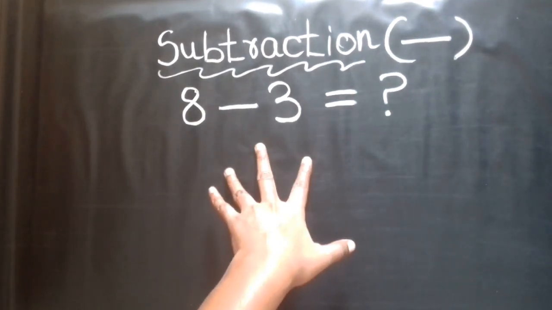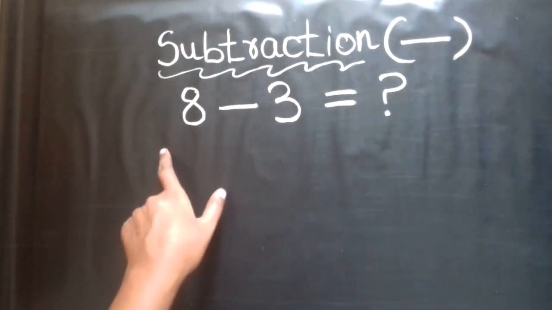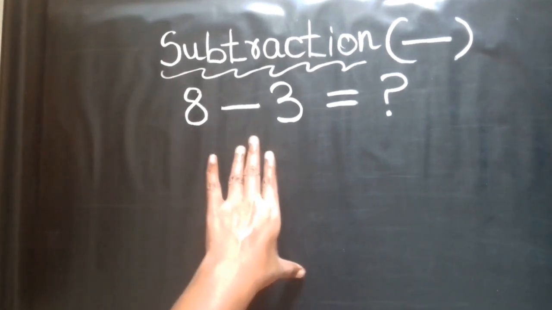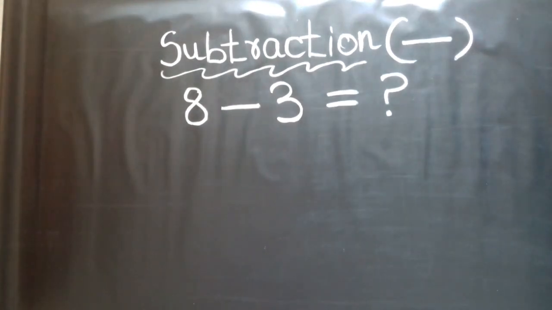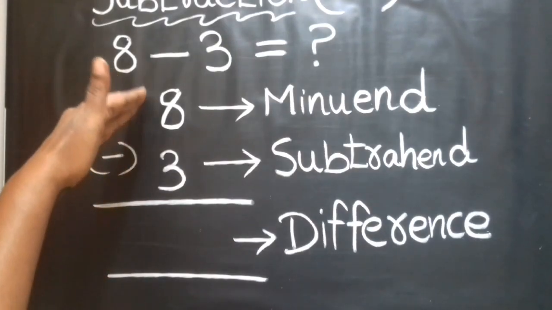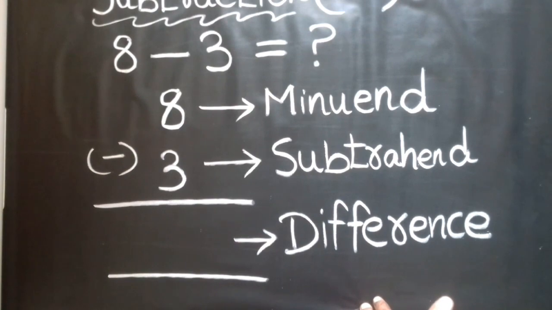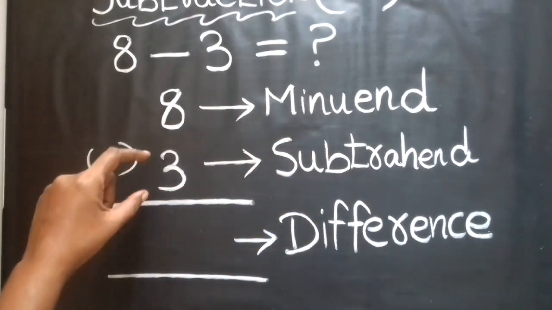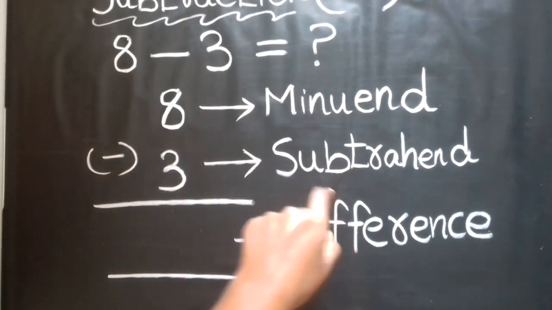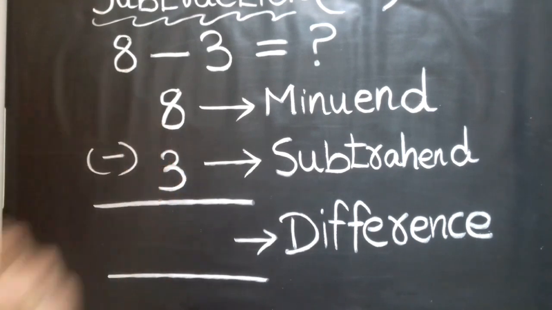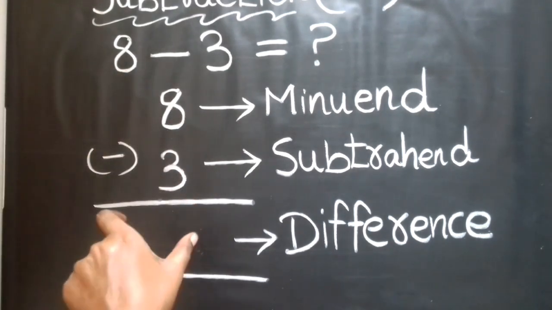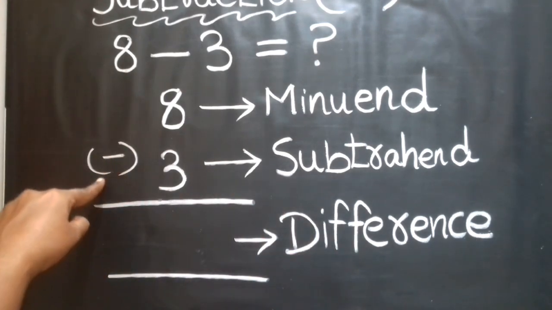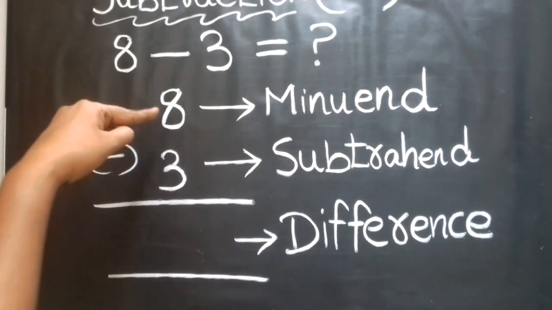Now let us use this example to find the difference. 8 minus 3. Now let's understand the terms used in subtraction to find the difference. We have written the same thing vertically to find the difference. The first number, the top one, is called minuend, and the bottom one is called subtrahend. Subtrahend is the part that you take away. We are left with the difference. So the difference is the final result after subtracting the subtrahend from the minuend.